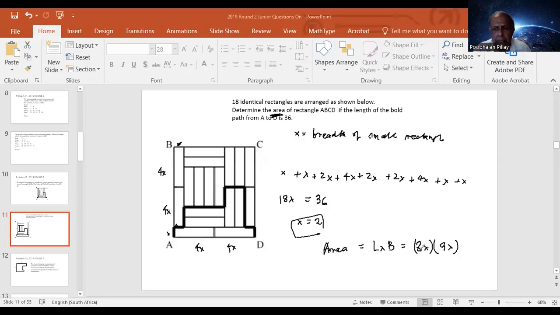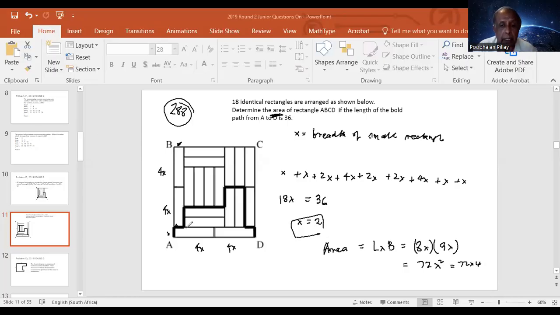I could substitute x equals 2 straight away here, or I can multiply 8 times 9, which is 72x squared, and x is 2, and 2 squared is 4. So this is 72 times 4, and 72 times 4 is 288. So that's the answer to this problem.